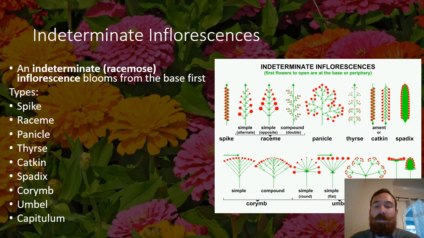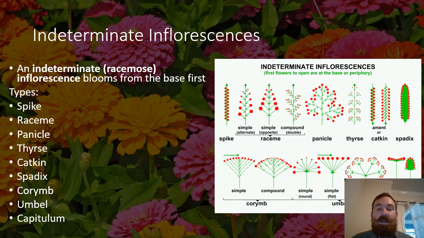A really good example is a simple raceme. So we have this shoot, which is growing continuously, and as it grows, the flowers at the bottom develop first, and they open sequentially as this raceme continues growing, which allows that indeterminate inflorescence to bloom over a longer period of time. So we see that this has a peduncle, which is this central stalk, which bears the entire inflorescence. And then we have these little stalks that go to each flower, which are pedicels.